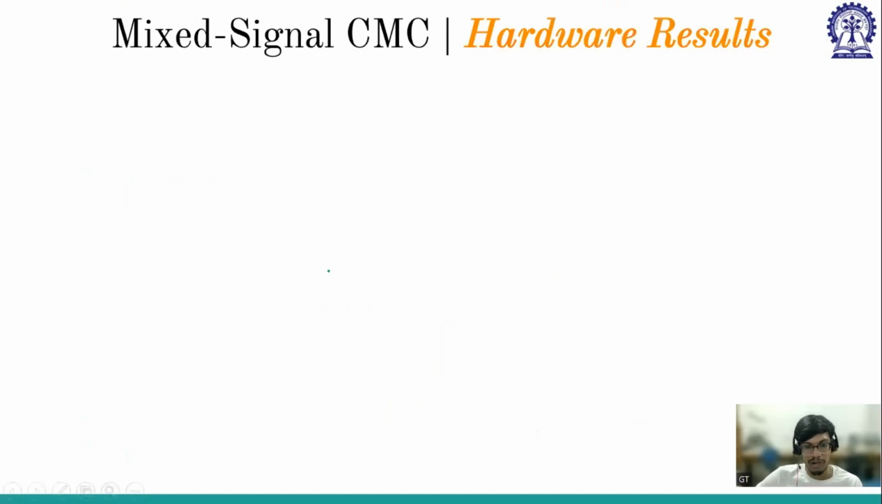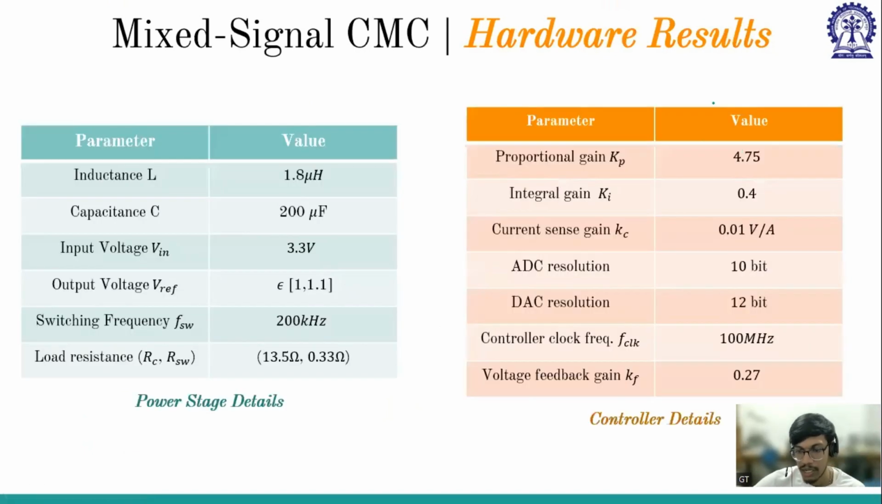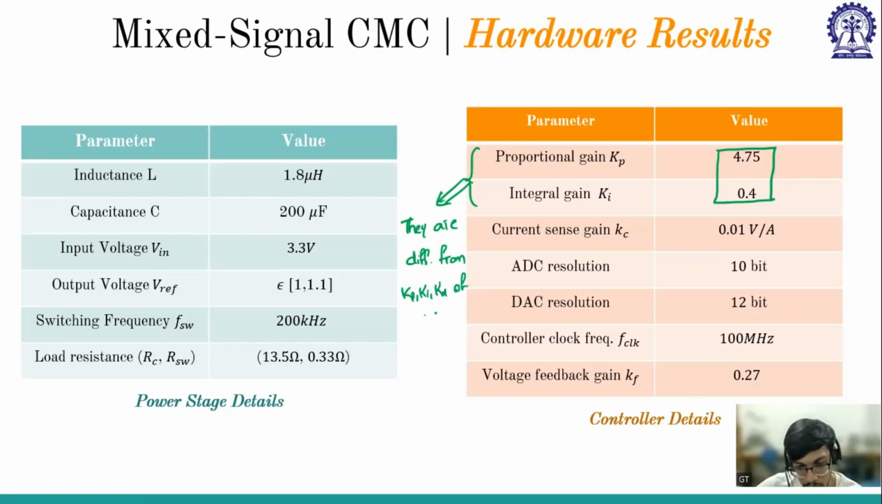Now coming to the hardware results, as you can see the KP and KI are different from the KP, KI, KD of voltage mode control, because they are different control techniques. The values will be different. Accordingly, they have been designed using the techniques that were discussed in the earlier weeks.